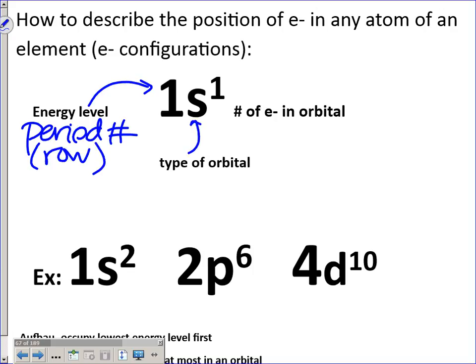The letter is just telling you the type of orbital: S, P, D, or F. It gives you some indication of the shape and how many different orbitals I could have. And then the exponent is the number of electrons in that orbital.